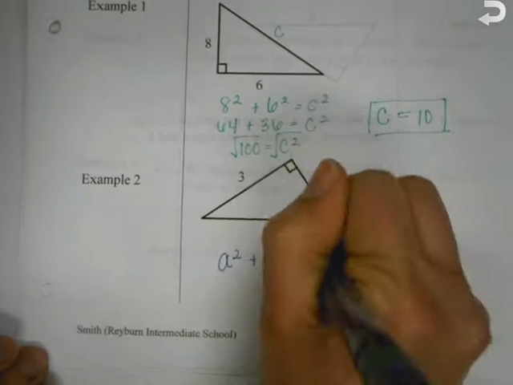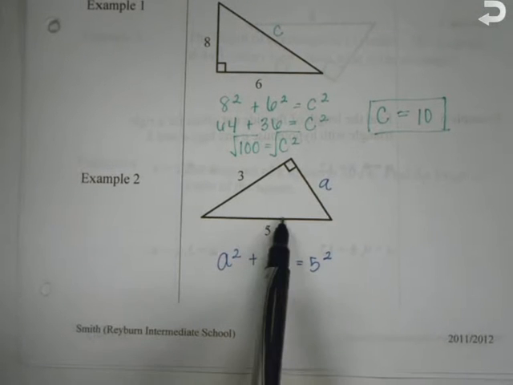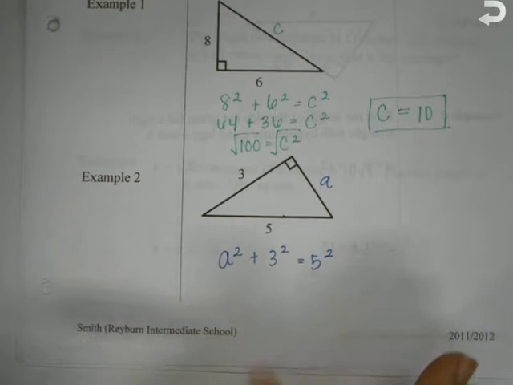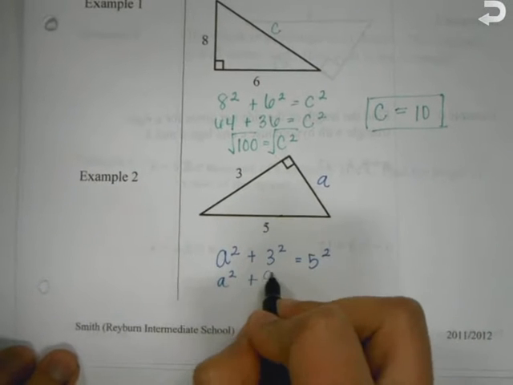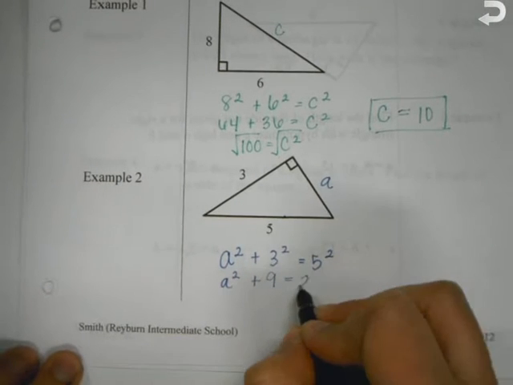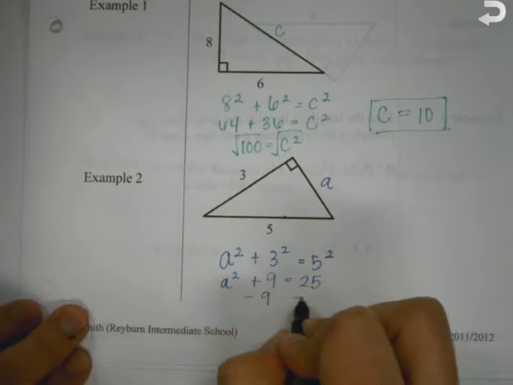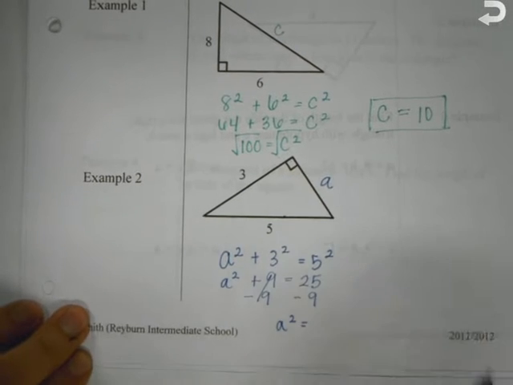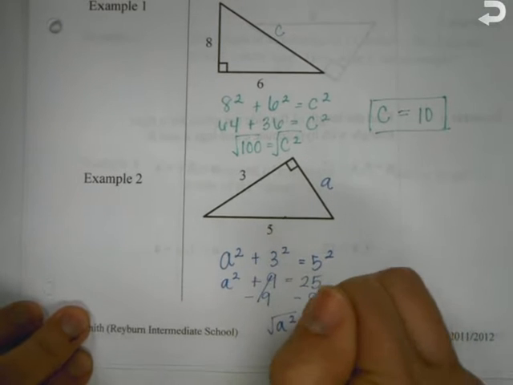So equals 5 squared. The hypotenuse is always the one that's across from the right angle. Okay, so the one diagonal from the right angle. Okay, A squared, we don't know what it is, so we have to leave it. Plus what? 9 equals 25. Okay, now what? Subtract 9. So that gives me A squared equals 16. So then what? Square root. 4 times 4. So A equals 4.